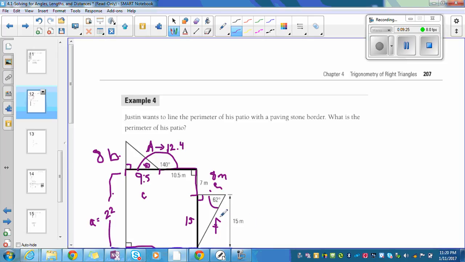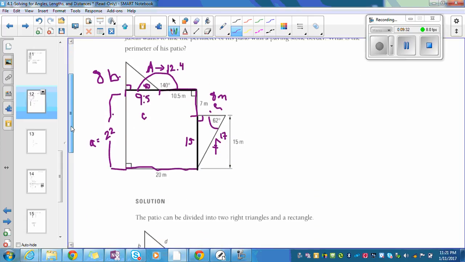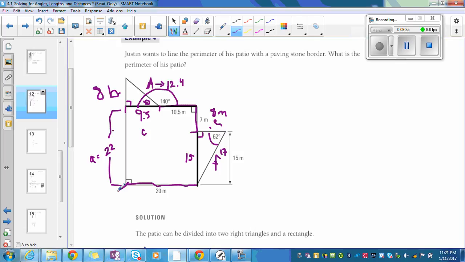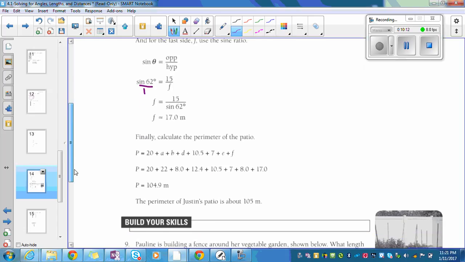So if we're asked to find the perimeter, this is the outside walking piece, right? So basically we just have to add it up. So I'm going to just pick a corner to start with. I'm going to pick here. I'm going to go 22 plus 8 is 30, plus 12.4 is 42.4, plus 7 is 49.4, plus 8 is 57.4, plus 17 is 74.4, plus 20 is 94.4. Okay, I would write it down, and I'm quite sure they did here.